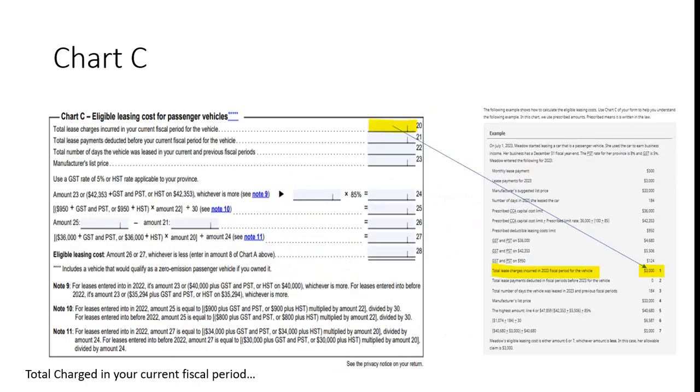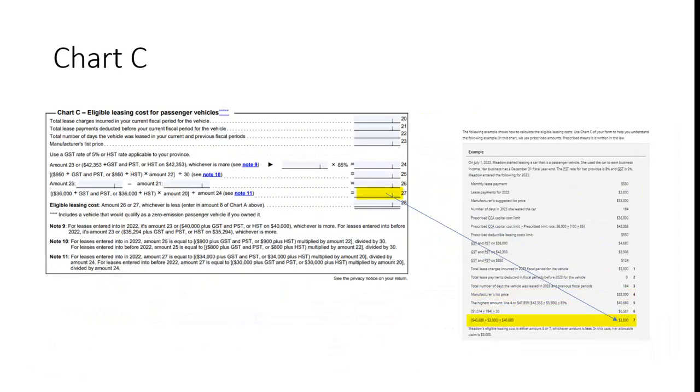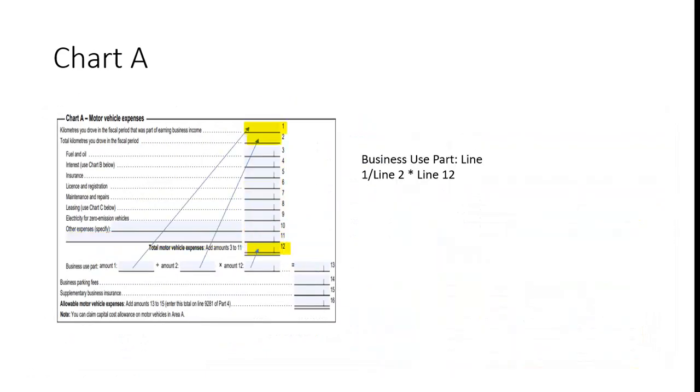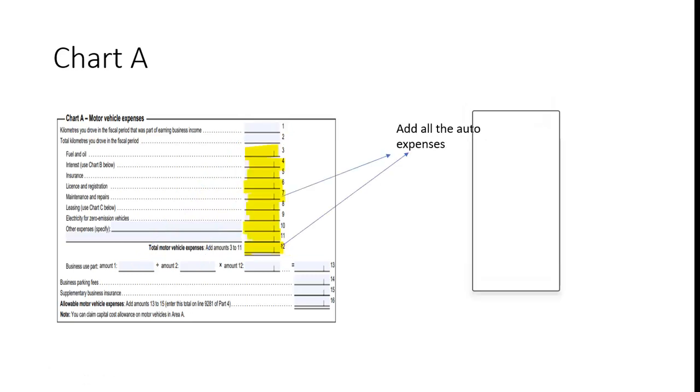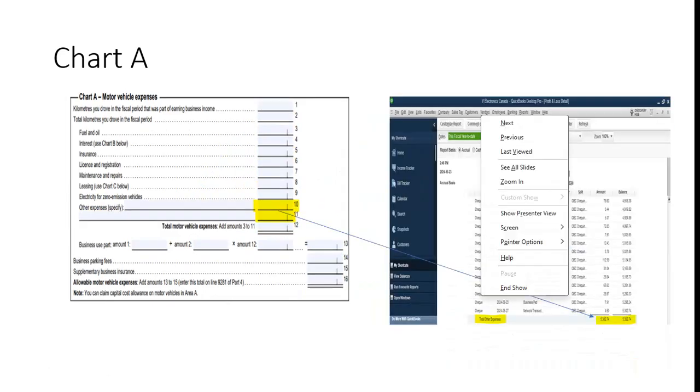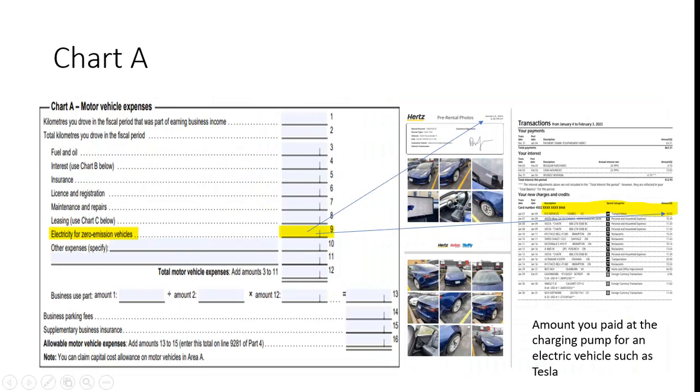Other expenses. You can see over here the total that you paid for your charging pump. This will show up on your statement, the total that you paid at the charging pump, rather. This will show up on your bank statement, on your credit card statement, depending on what you use to make this payment.